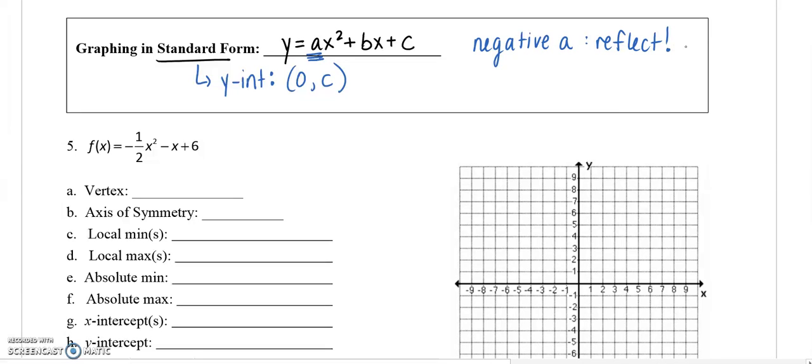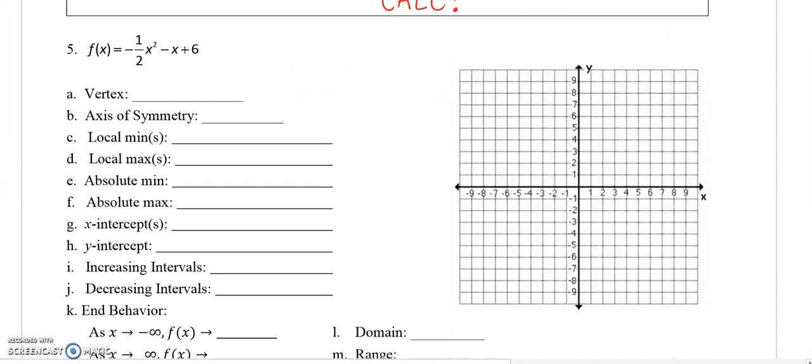Because in standard form you can't really find much, we are going to be using our calculator for a lot of standard form. So let's get started. f of x equals negative 1/2 x squared minus x plus 6. Well, I see this negative for a, so in my mind I already know this is opening down, or in other words, reflected upside down. That tells me there's a maximum, not a minimum, because it's going to look something like that. So for my minimums, I'm going to say, nope, we got nothing here.